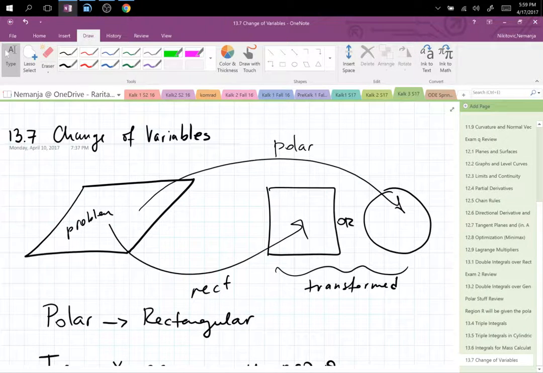So we have multiple variables, x, y, z, and we would like to transform those into a different plane. So let's say you have an x and a y. X and y would change into, let's say, u and v.